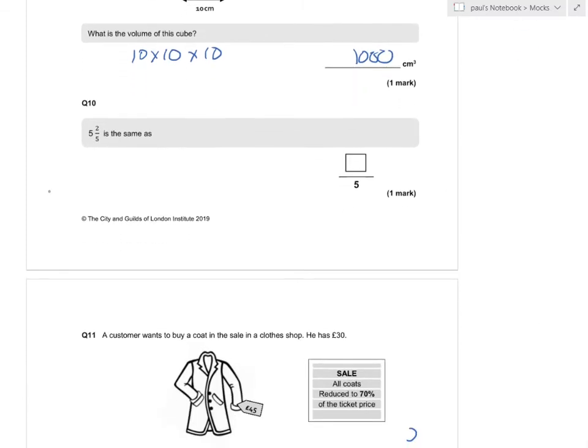5 and 2 over 5 is the same as, so we need to change it into a top heavy fraction. So 5 times 5 is 25 plus 2 is 27.